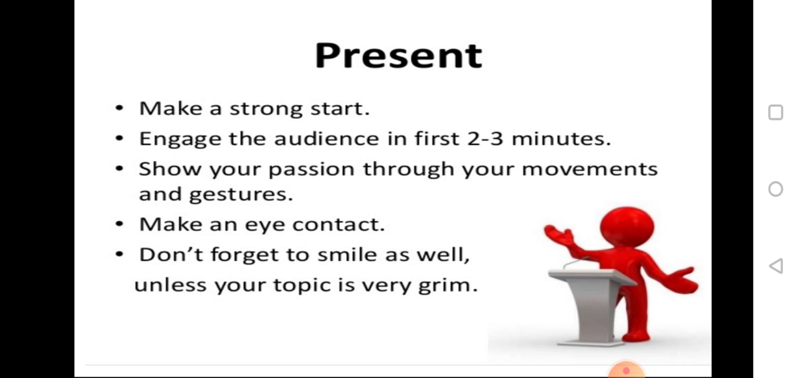Show your passion through your movements and gestures. Make eye contact. Don't forget to smile as well, unless your topic is very grim. There should be a smile on your face while presenting.